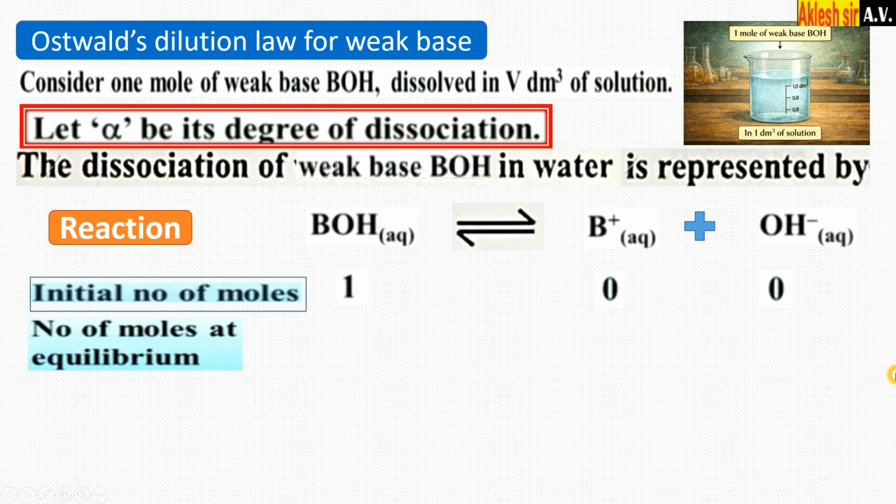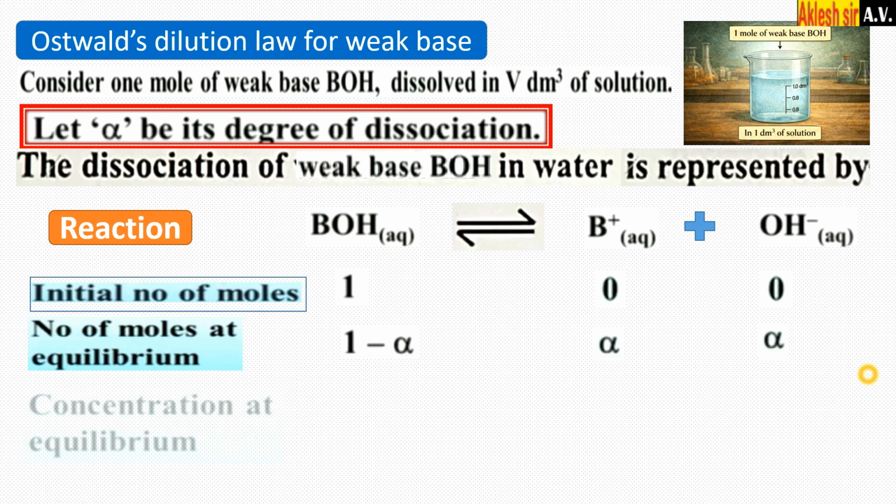So at that time when the equilibrium was there, how many moles of BOH were there and how many moles of B plus and OH minus are there? BOH number of moles is 1 minus alpha, meaning from 1 mole, alpha part gets dissociated, and that alpha forms alpha number of moles of B plus and OH minus.